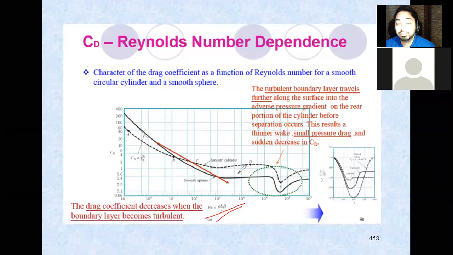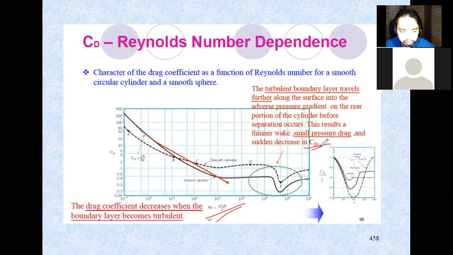because the viscosity effect is less important here. The turbulent boundary layer travels further along the surface into the adverse pressure gradient on the rear portion of the cylinder before separation occurs. This results in a thinner wake, smaller pressure drag, and a sudden decrease in CD, the drag coefficient.